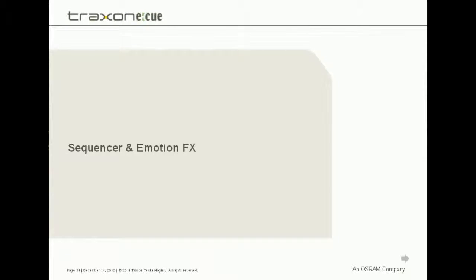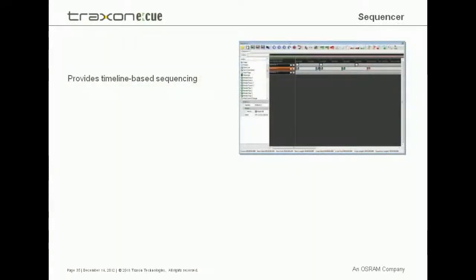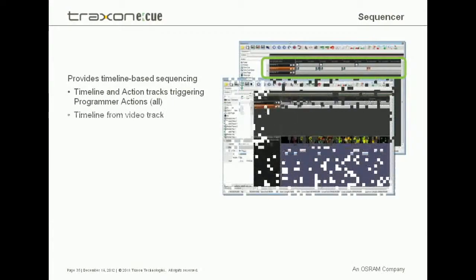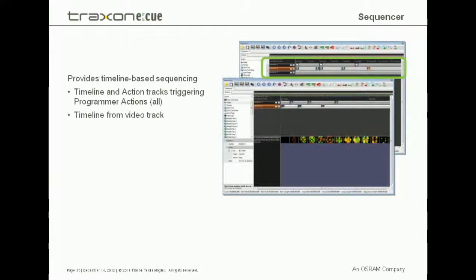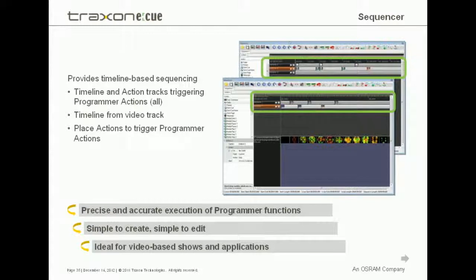If you want to program very complex media-based timeline applications, the Sequencer and EmotionFX are the right tools for that. The Sequencer itself provides timeline-based sequencing. In a simple form, you have a timeline and you can place actions as programmer actions in the timeline so they get executed over the timeline. You can also have a video track as a timeline base. And then placing actions to trigger programmer actions over the timeline and over the video allows very precise and accurate execution of programmer functions in relationship to a video.